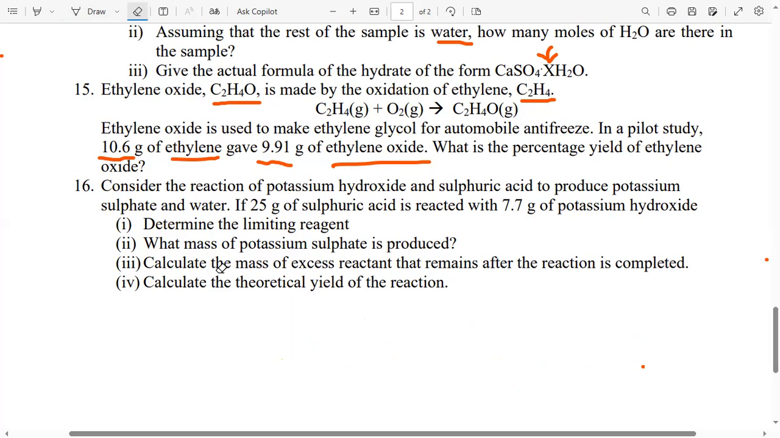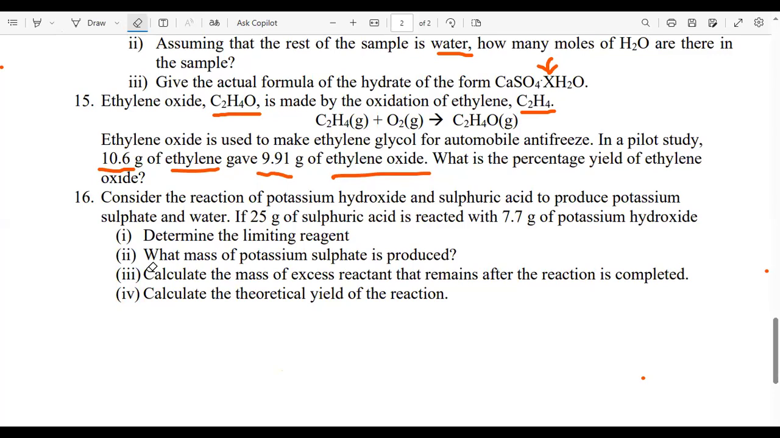Okay, so now let's look at question number 16. They're saying consider the reaction of potassium hydroxide and sulfuric acid. So sulfuric acid is a very strong acid, and potassium hydroxide is also a strong base. They're saying a reaction of potassium hydroxide and sulfuric acid produces potassium sulfate and water.